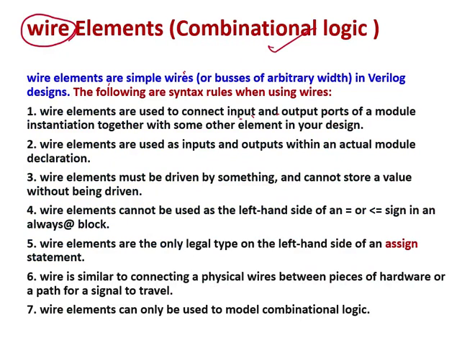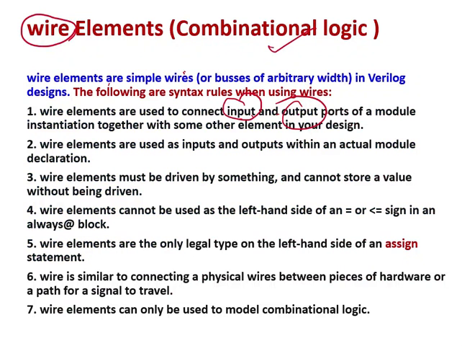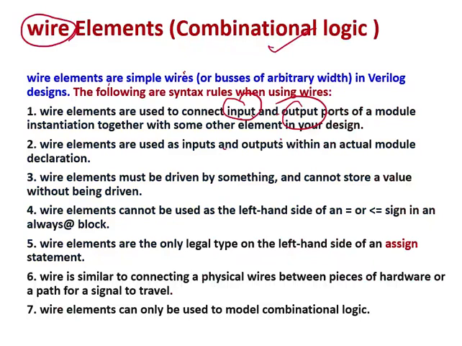So wire elements are used to connect input and output. Here it is clearly mentioned. Okay, for input it can be reg type or it can be net type, means wire type, during the instantiation, but for the output, if you are instantiating this one, then it has to be always wire type. Okay, then wire elements are used as inputs and outputs. So in the actual module, the input is always net and the output can be net, means can be wire or can be reg. This is statement 2.